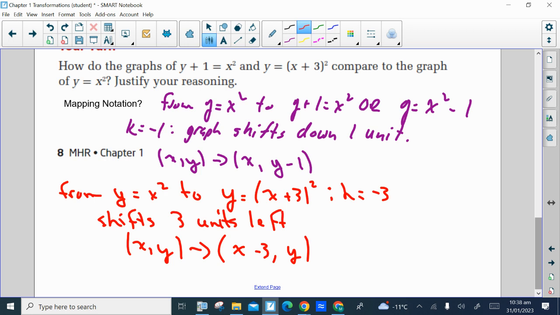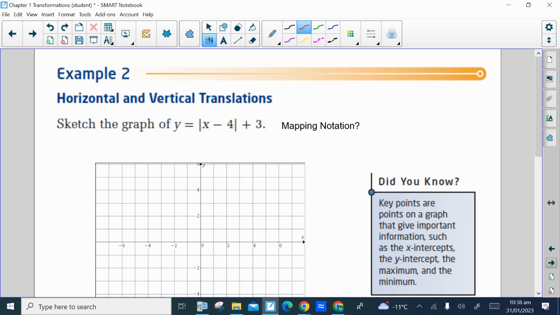So again, you need to memorize this. You need to be able to look at an equation, pick out what parameter is being changed or added, and then remember what effect that'll have on the graph. You're going to be tested on this several times.